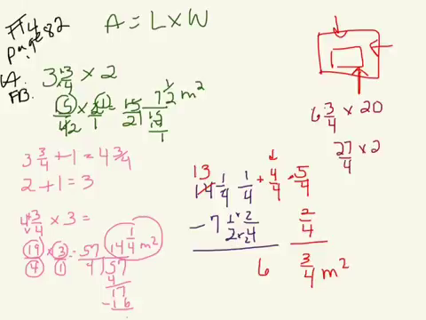27/4 times the $20. Can I cross simplify? Yes. 4 divided by 4 is 1. 20 divided by 4 is 5. 27 times 5 is 135. And 1 times 1 is 1. So he spent $135 just to put a border on his flower bed.